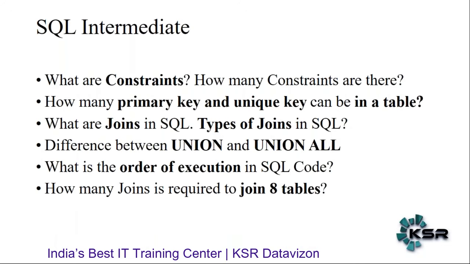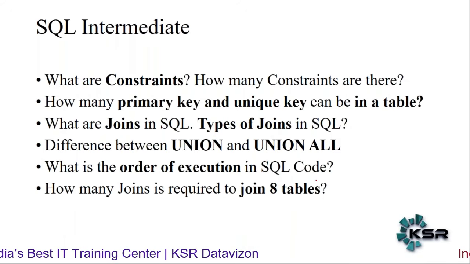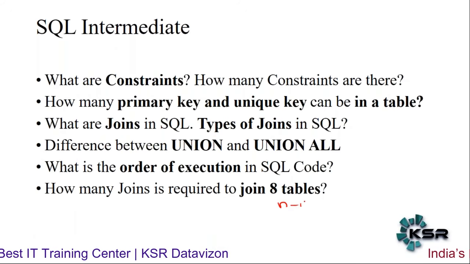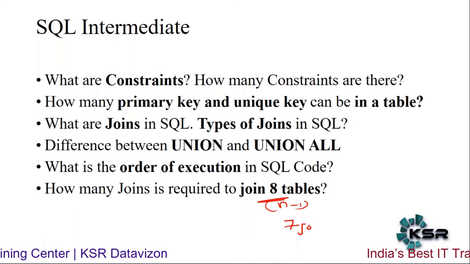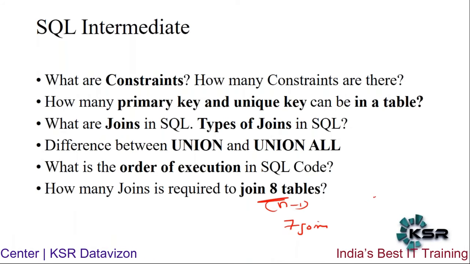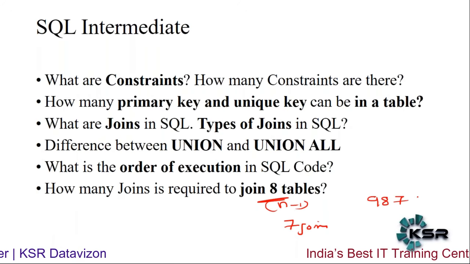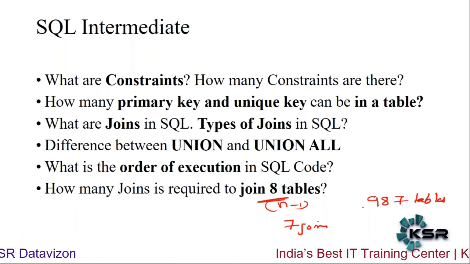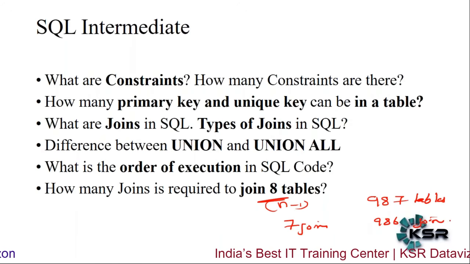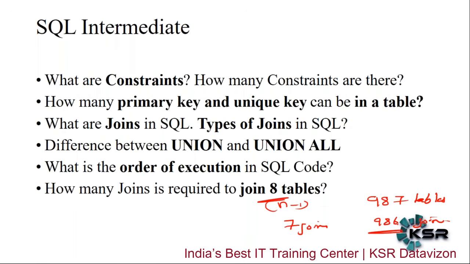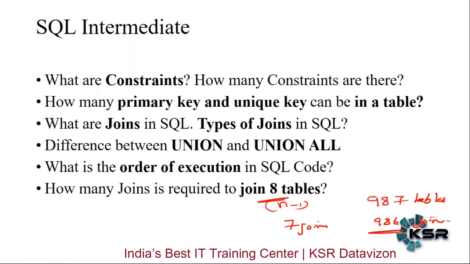So what exactly am I doing? I am just doing n minus 1. So if someone is asking about 8 tables, you can just tell them 7 joins. If someone says they want to join 987 tables, you will tell them 986 joins. So it is always going to be n minus 1. So remember this. This is very important. Now, this is about mid-level.